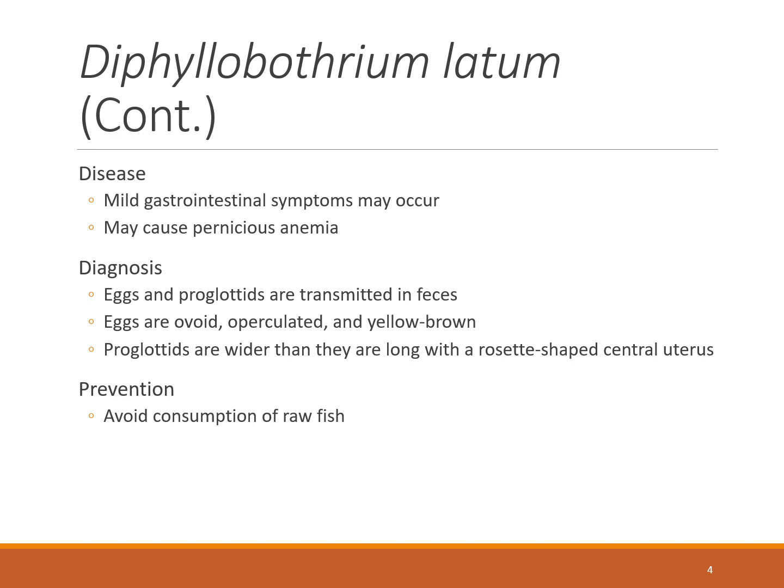It can be associated with abdominal pain and weight loss, and of course the diagnosis is based on the eggs or the proglottids that will break off into the feces. You can imagine a tapeworm looking like tape, and those little segments will actually break off and are visible in the feces. The eggs can be an ovoid shape, operculated, yellow to brown, and the proglottids are wider and a little bit longer with a rosette-shaped central uterus. Prevention of contracting this organism would be to avoid eating raw fish.